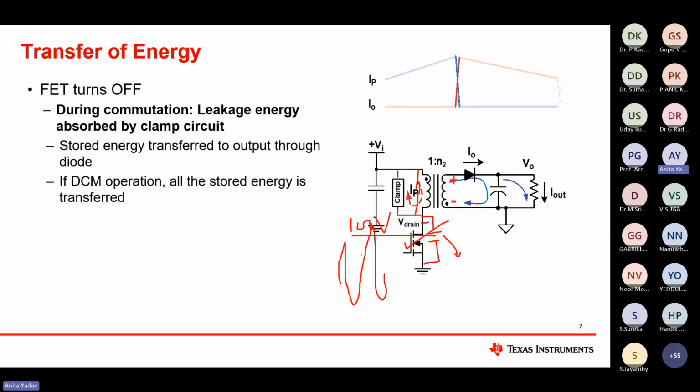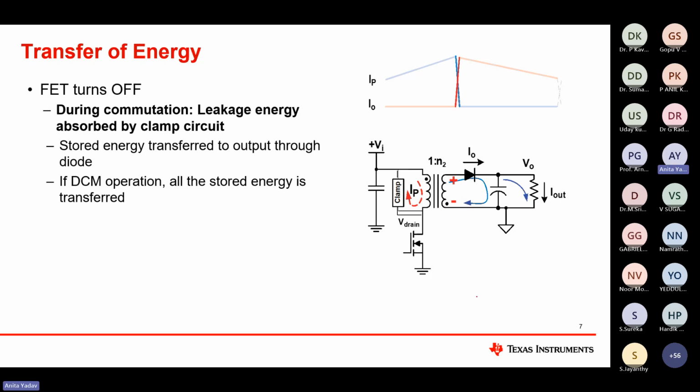To prevent that, the concept of clamping came into the picture. For the clamp, different kinds of circuitry are used, but generally the very preferable one is the RCD snubber. So during the commutation time, the amount of energy stored in the leakage inductance of this transformer gets dissipated across this clamp circuit. Particularly if I'm talking about the RCD snubber circuit, then it gets dissipated across the snubber resistor.